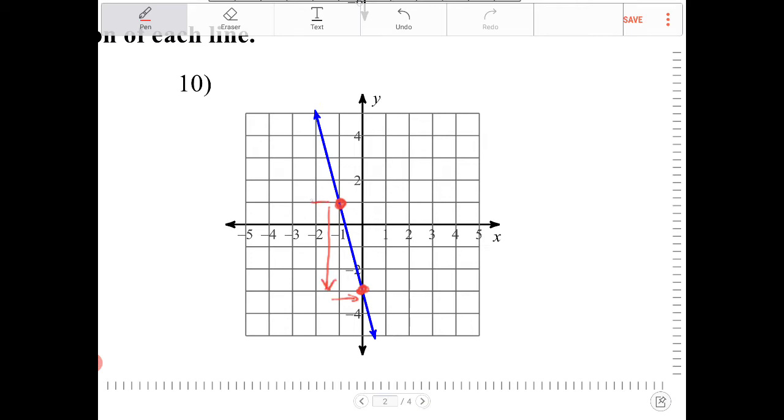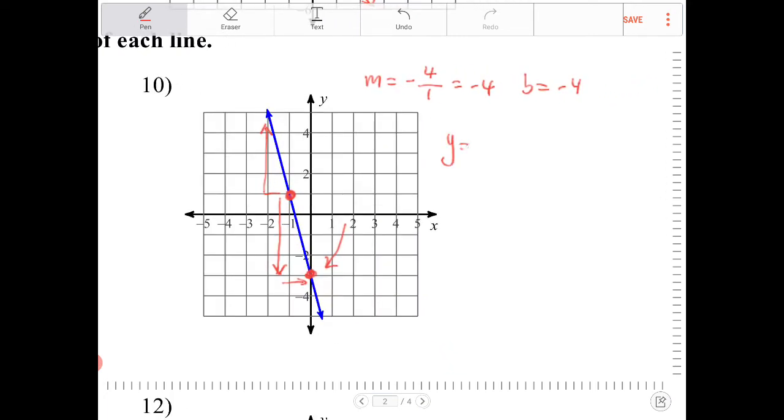And over here, we're going to go over to the left 1 and up 4, right? So immediately I know that the slope is changing y over changing x. We're going to go down 4 and over 1, so that's negative 4 over 1, or the slope is simply negative 4. And then recognizing that this is the y-intercept here, b is equal to negative 4. I know that the equation of the line is simply y is equal to negative 4x minus 4.